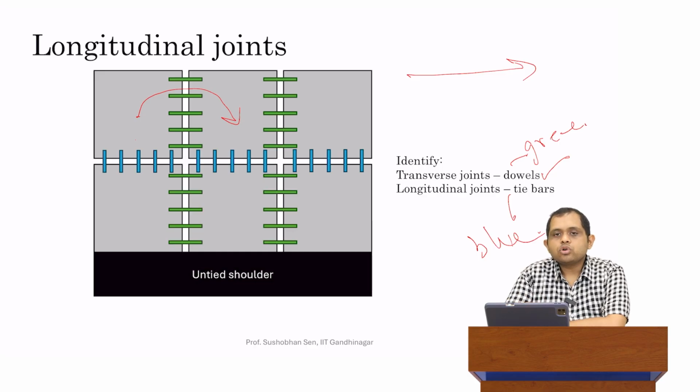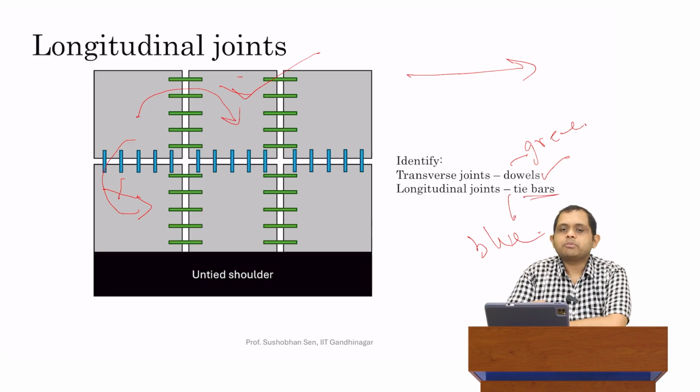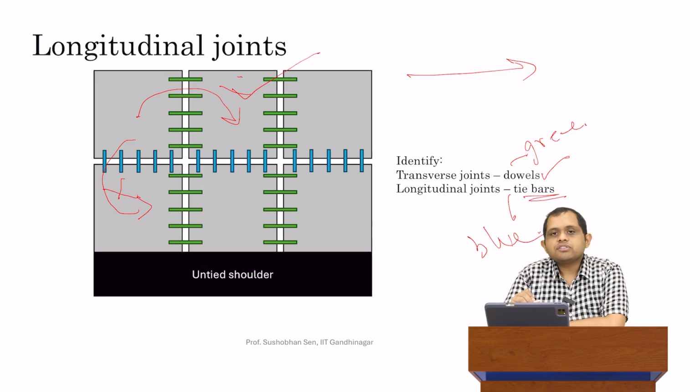But load transfer, we do not historically consider in between the slabs across the longitudinal joint. So historically we consider this load transfer. Historically, we do not consider this load transfer. For that reason, we give a different name to these steel bars. We call those tie bars. Historically, the reason it's called tie bars is the idea that these bars are tying the two sides of the slab together, but they are not participating in any load transfer.